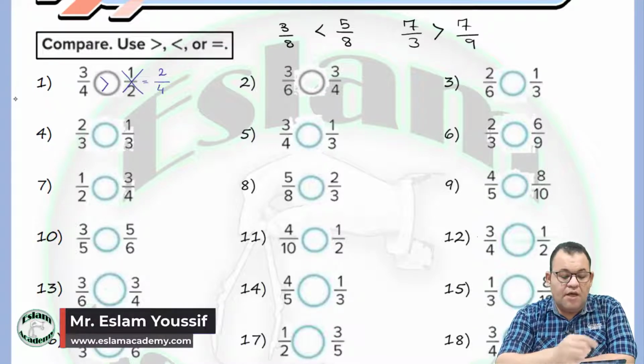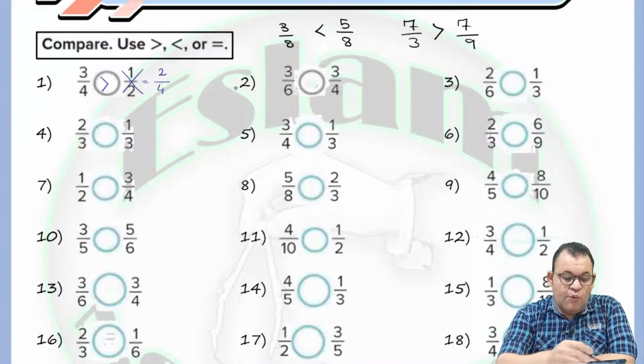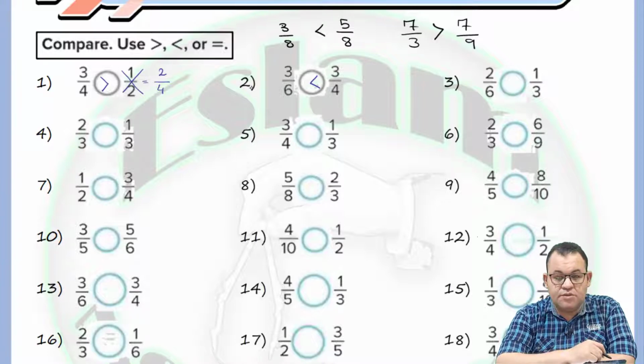Again, for question number 2, we have 3 over 6 and 3 over 4. They have the same numerator, so the smallest denominator gives the greatest fraction. So 3 over 4 is greater than 3 over 6.